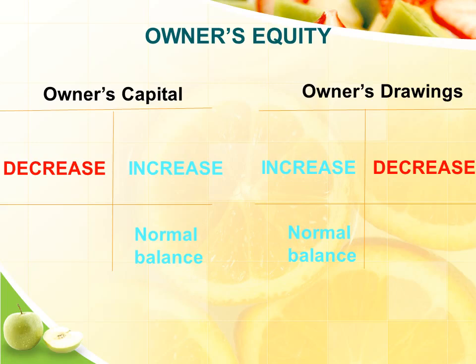Owner's capital is recorded according to the rule of liabilities, but owner's drawing is recorded according to the rule of assets or expenses. Remember these rules. The rules of assets, liabilities, revenues, expenses, and owner's equity are very important in the double entry system as well as in the recording process.